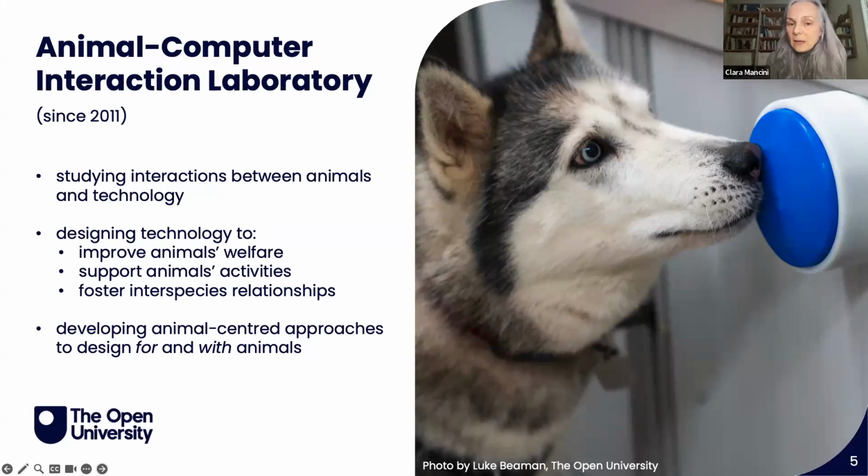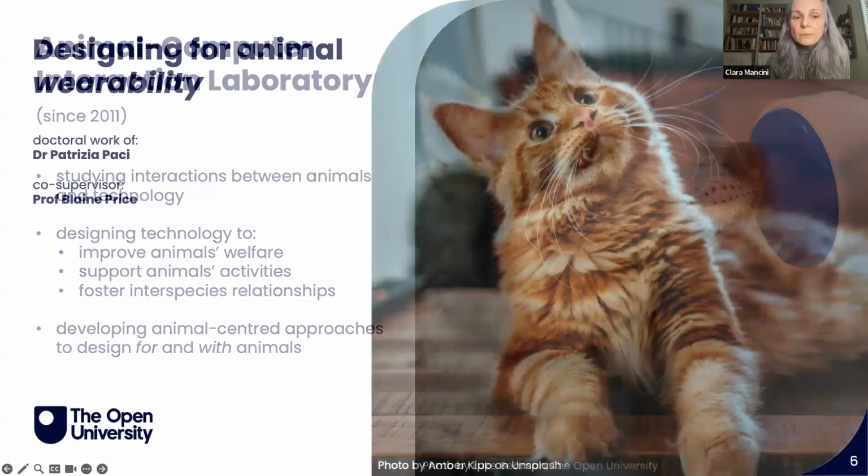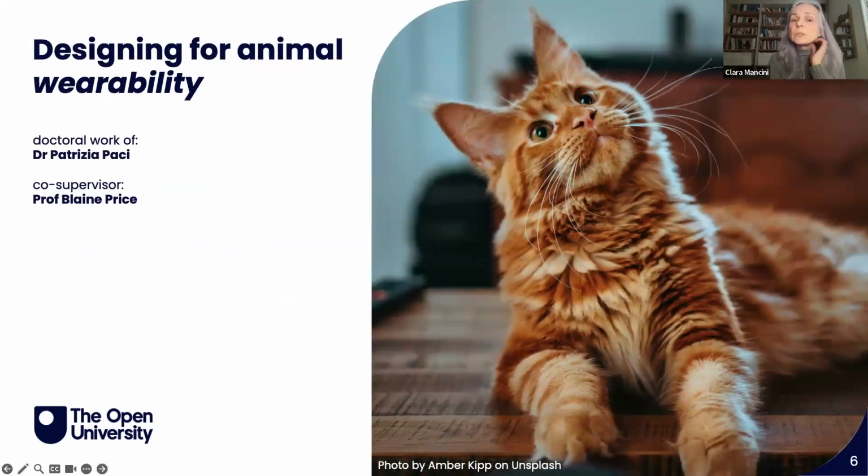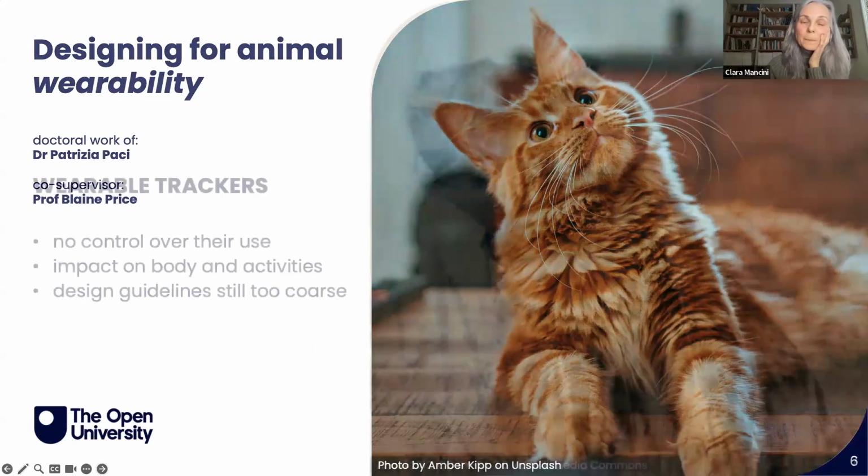So with the following examples, I will try to illustrate how we pursue these aims across species and contexts. So firstly, it is important to bear in mind how even the best intentioned uses of technology may impact animals and how to minimize these impacts. For example, this project investigated how to minimize the impact of wearable animal trackers by improving what we call wearability.